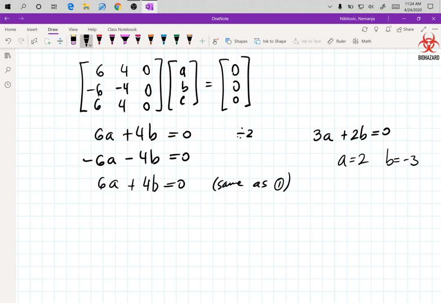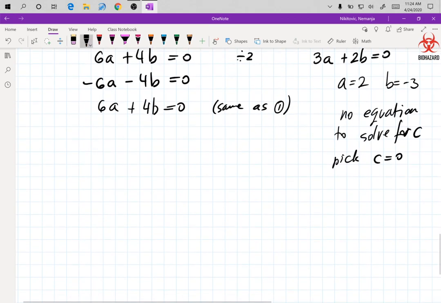To get a value for c, we don't have an equation that will give us c. So you can pick c to be anything, but let's pick c equals 0. There is no equation to solve for c, so pick c equals 0. And now we have our vector v2, which will be 2, negative 3, 0.